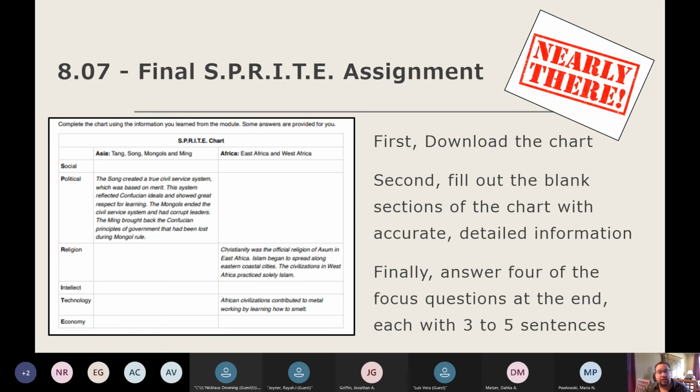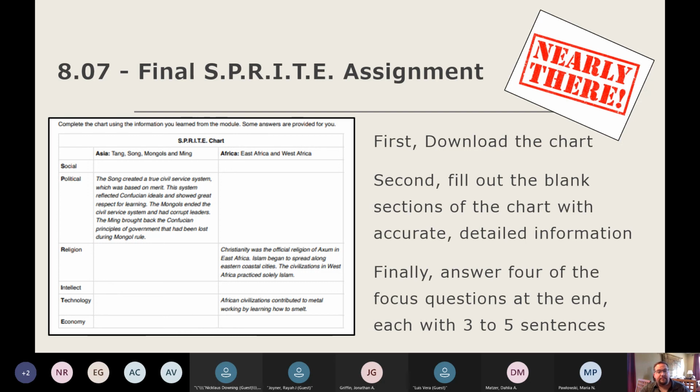Okay, but you want to make sure, guys, that you download the chart, fill out the blank sections with accurate, detailed information, and make sure you're thorough, okay? Make sure you're thorough. And then finally, at the end of the chart, there are all those focus questions, and you want to make sure you answer at least 4 of those focus questions in 3 to 5 sentences. So it's very similar to the things you've been doing in this module up to this, or in these lessons up to this point. So that's a good thing, right? It's nothing new or different. Just make sure you fill out the chart, make it thorough, make sure it's in your own words, make sure it's accurate information, and then answer 4 of those focus questions, whichever 4 you choose.